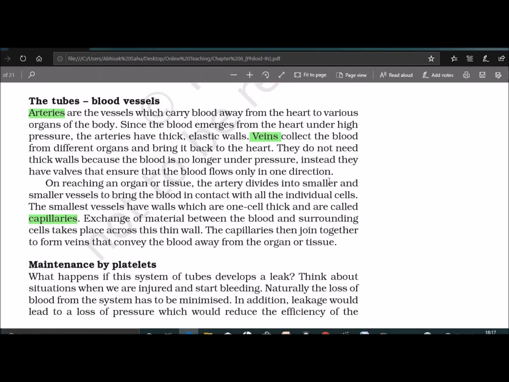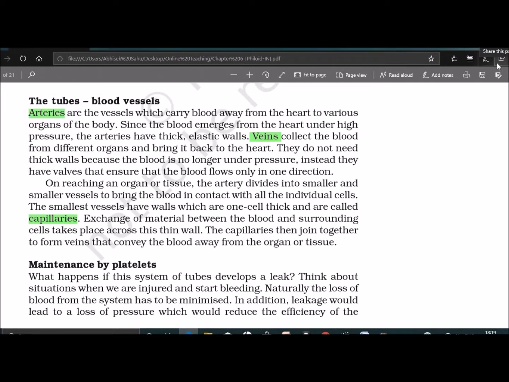Our next topic is blood vessels. Blood vessels are further divided into arteries, veins, and capillaries. Arteries are the vessels which carry blood away from the heart to various organs of the body.